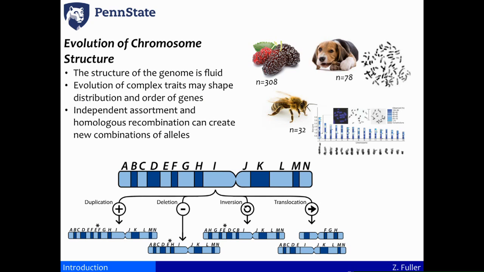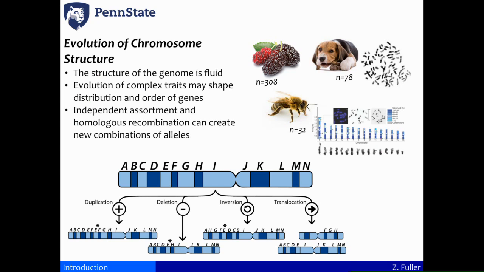So for instance, some plant species can have chromosome numbers in the hundreds, whereas other organisms, such as the honeybee, might have far fewer. Between species, we can also have differences in the orientation and arrangement of the individual homologous chromosomes. So it's clear that the structure of the genome is fluid. However, the evolutionary mechanisms that establish these large-scale rearrangements remain unclear.